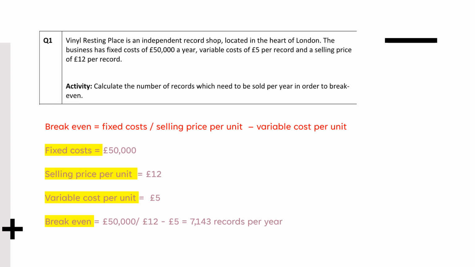The selling price per unit is £12, and the variable cost per unit is £5. So we do the fixed cost divided by the selling price per unit minus the variable cost per unit, and that gives us 7,143 records per year.